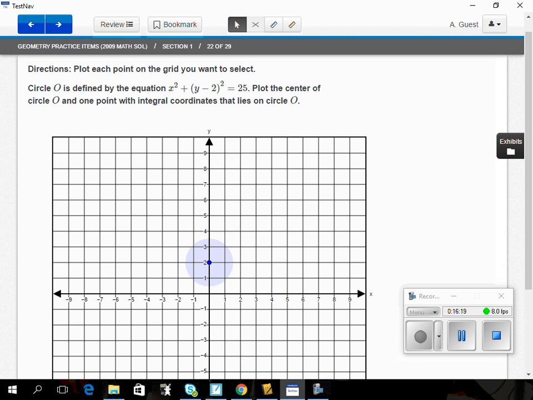So if I go up 5, that would be one way to enter my answer: the center and the point on the circle. What if I decided to go down 5? Notice that the center stayed the same. It just moved the other point, didn't it?